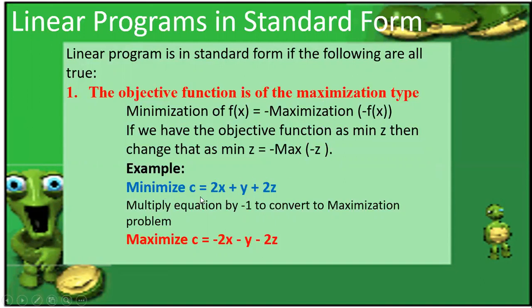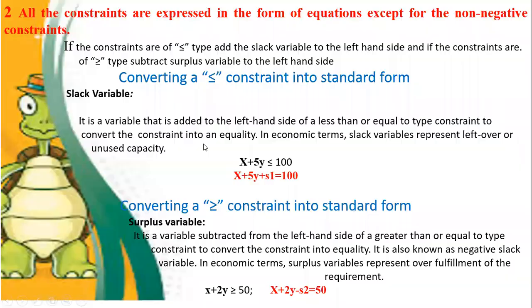Let's take an example. Here, minimize 2x plus y plus 2z is the objective function. Convert it into maximize type by multiplying this equation by -1. So it will become maximize minus 2x minus y minus 2z. So the minus of minimization will be of maximization type.